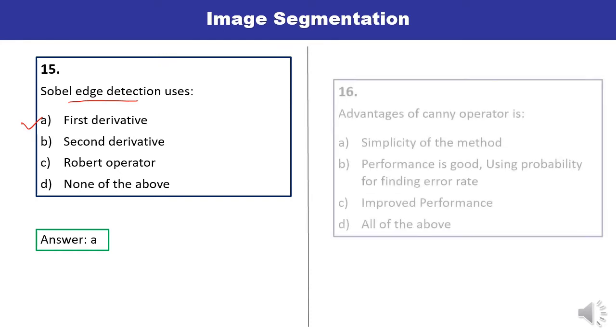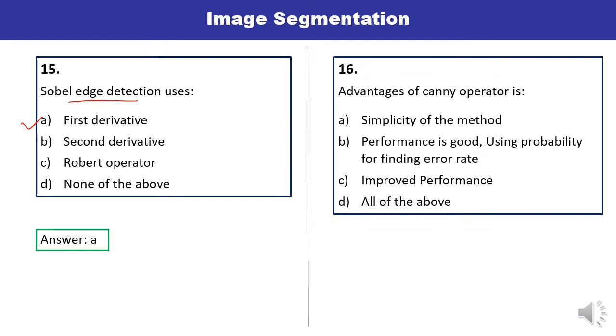Moving ahead, question number 16 is, advantage of Canny operator is. What is the advantage? Simplicity of the method, performance is good, and using probability for finding error rate, improved performance, and all of the above mentioned. Advantage of Canny operator is good performance and using probability for finding error rate. B is the correct answer. Let us check it. Yes, it is.